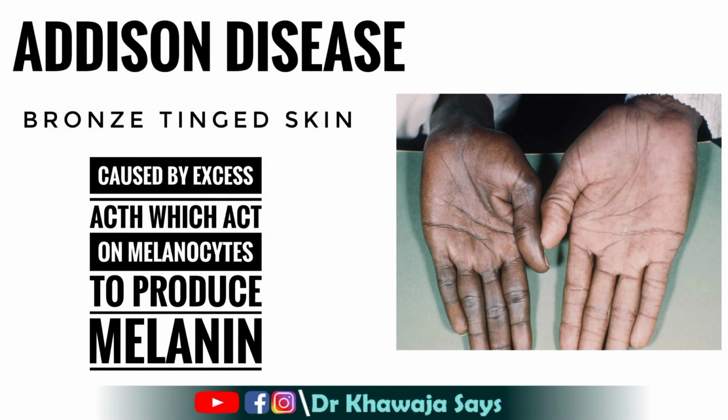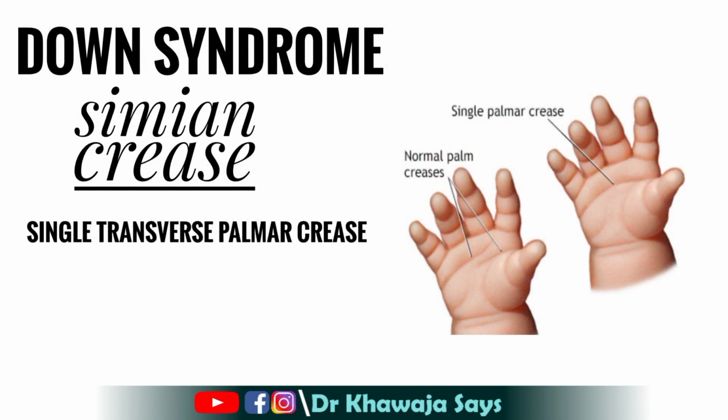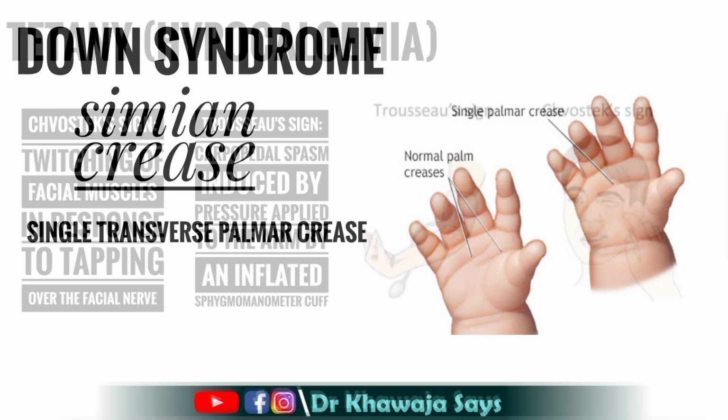Addison disease. Bronze-tinged skin. Caused by excess ACTH which acts on melanocytes to produce melanin. Down syndrome. Simian crease. Single transverse palmar crease. So in Parkinson, Raynaud's, rheumatoid, Addison and Down, don't forget to go down to hands to examine them.